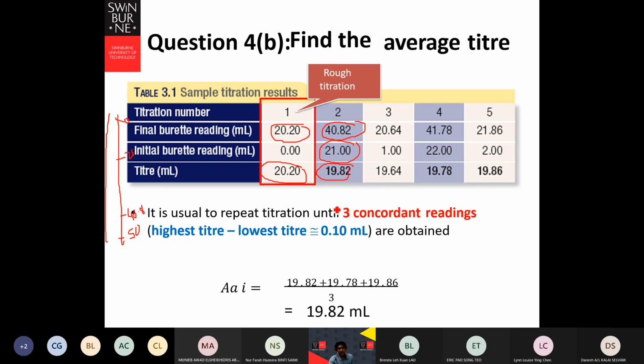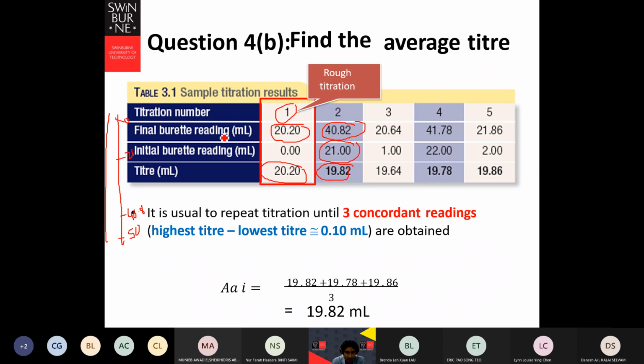So which one is correct actually? Number 1, we keep it as a rough titration. We did it just to understand how the titration will go, right? We did not do it for serious purpose. We just wanted to know how this thing will go, what to expect, the titer. So from 2nd, 3rd, 4th, 5th, we became very cautious, very precise, and then we did it.